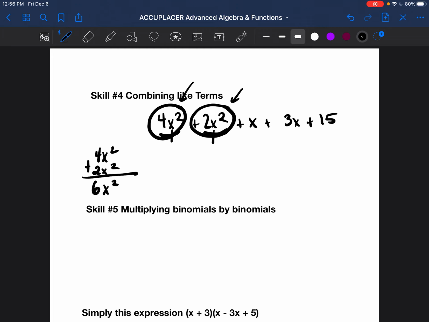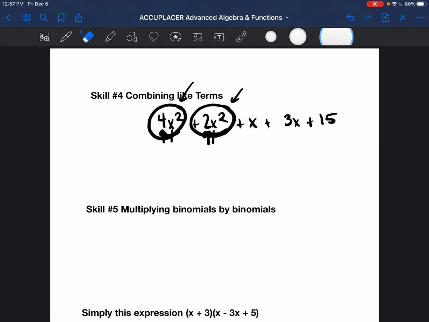You don't add the exponents. I know that's a question that I get in the comments. You don't add the exponents. This is basically saying if I had 4 apples plus 2 apples, how many apples would I have? I would have 6 apples. So when you're combining like terms, you're not adding any of the exponents, you're not adding any of the variables, you're literally just adding the numbers in front of them. Okay? So we have 6x squared.